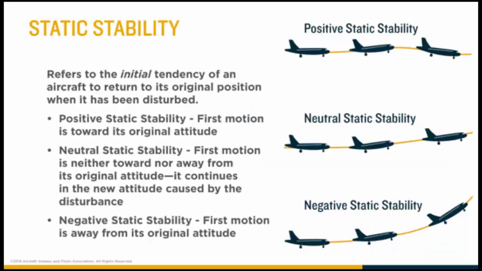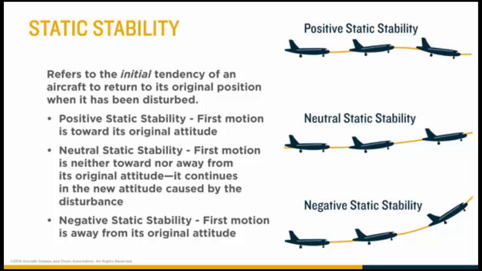Static stability refers to the initial tendency of an aircraft to return to its original position when it's disturbed. Static stability can be positive, neutral, or negative. For each of the following descriptions, imagine an airplane that has been disturbed in an upward direction. If the airplane exhibits positive static stability, the first motion of the airplane will be to pitch down back towards the original attitude. All positively stable aircraft exhibit positive static stability.